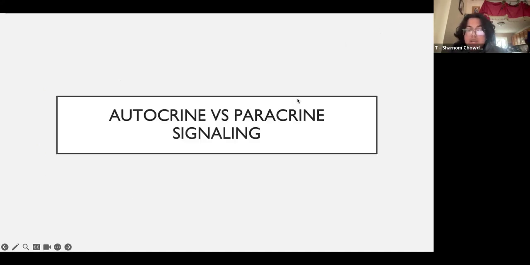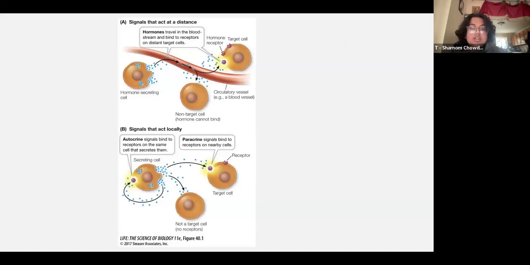So, autocrine versus paracrine signaling. First, signals that act at a distance. This is distant transport. You have cells that secrete hormones, and these hormones travel through the blood and bind to receptors on target cells in the distance.